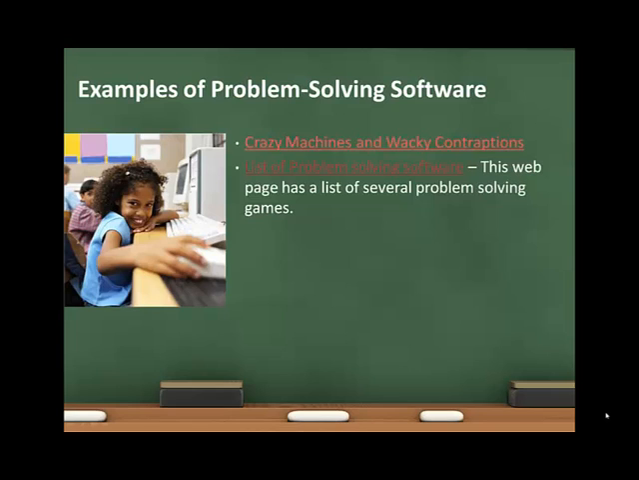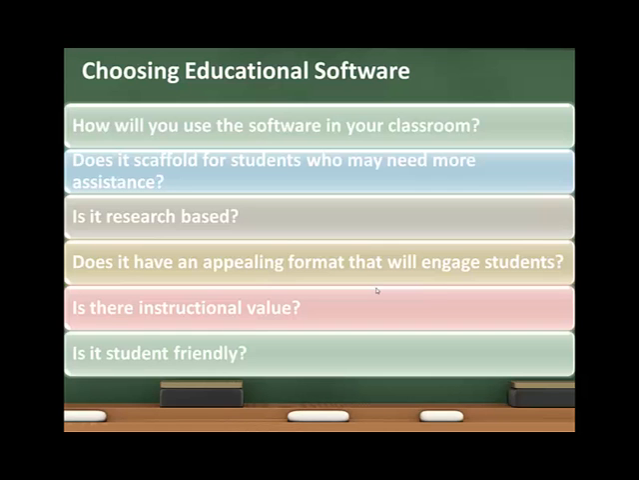Some examples of problem-solving software are games called Crazy Machines and Wacky Contraptions. Also, if you go to the webpage with this link right here, you will see a list of problem-solving software that has been evaluated. If you scroll to the bottom of the page, it will actually rate them according to their educational value and how fun it is for the kids. This is an excellent resource for a teacher who is looking for problem-solving software to use in their classroom.